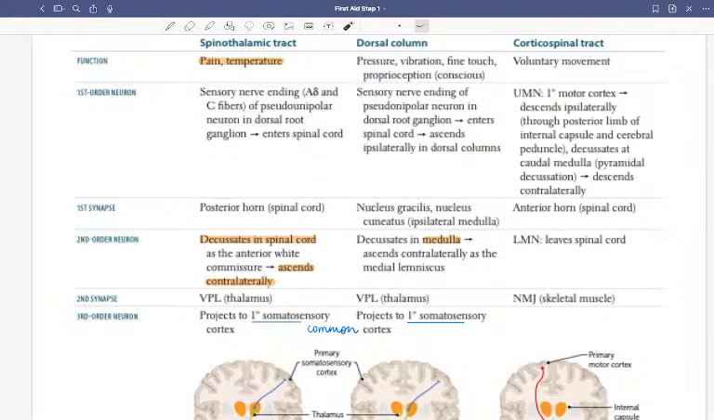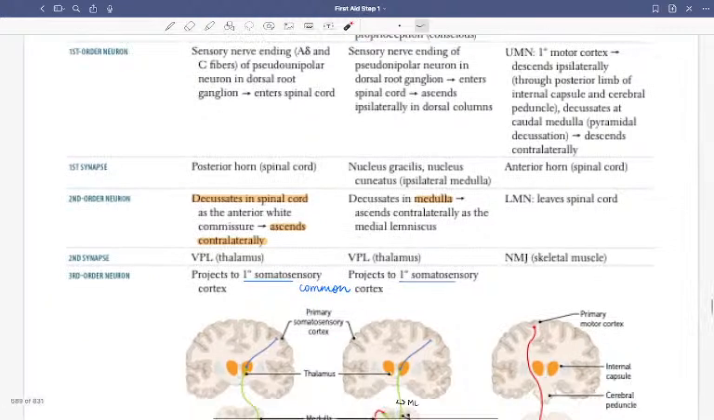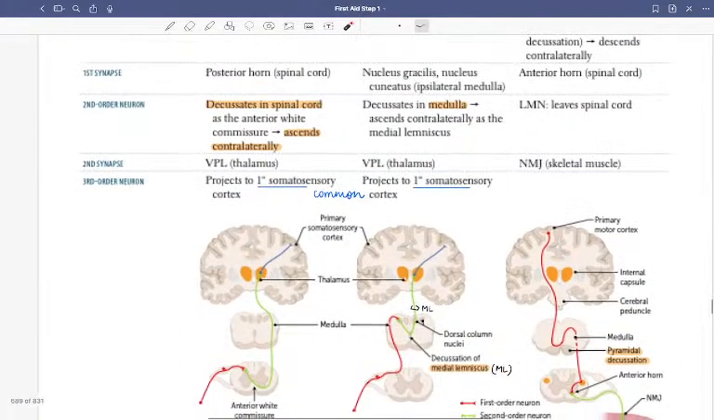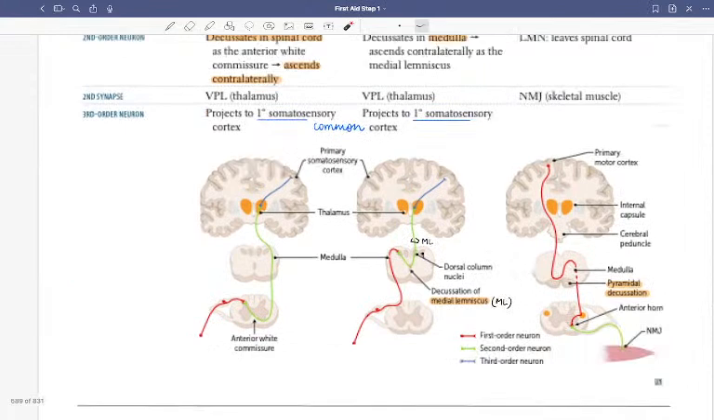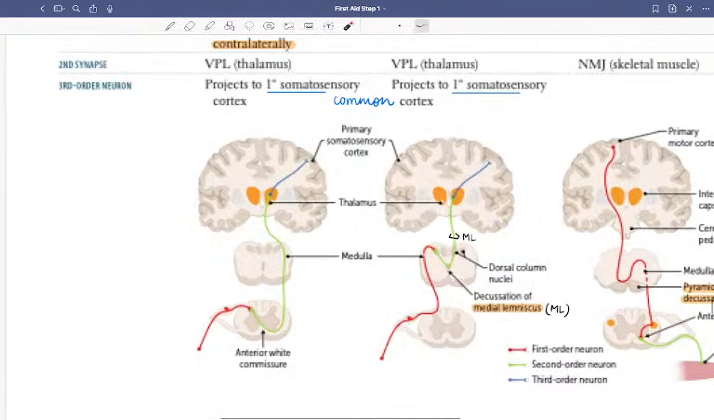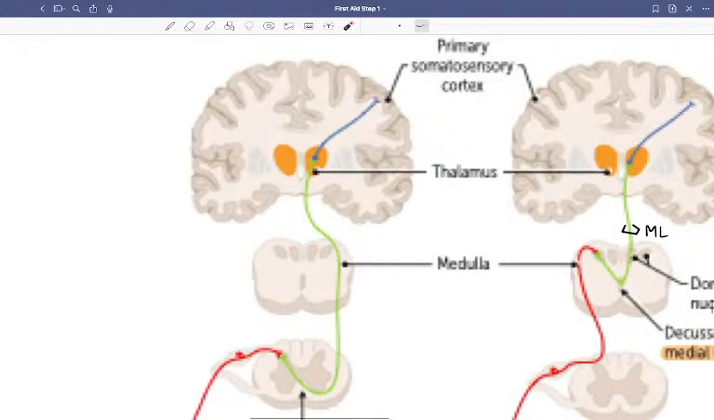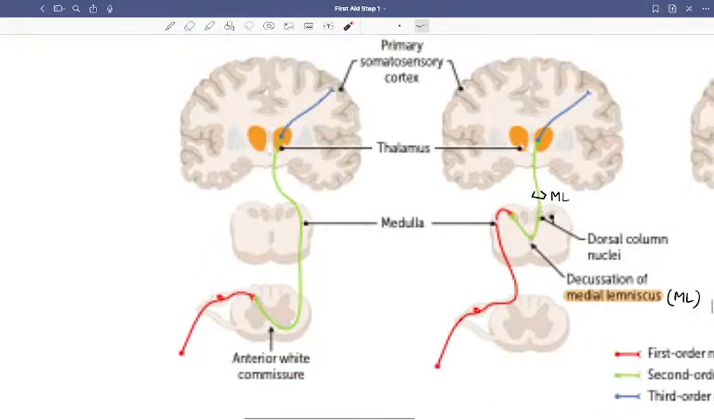Spinothalamic, the first order neuron is the dorsal root ganglion. That is going to enter the spinal cord and is a pseudounipolar neuron. The second order neuron is in the posterior horn, so obviously this is dorsally present. The first synapse is going to be in the dorsal horn, and then after that it is going to decussate in the spinal cord. Then ascending contralaterally, obviously to the ventral posterolateral thalamus, and the third order neuron projects to the somatosensory cortex. So it is coming through the dorsal horn.